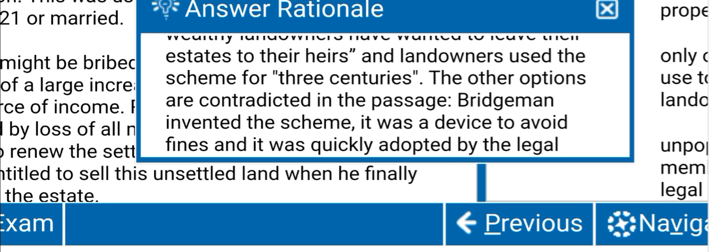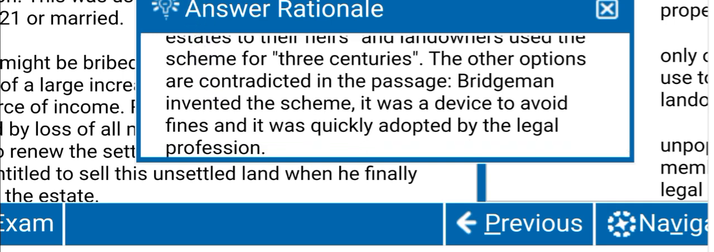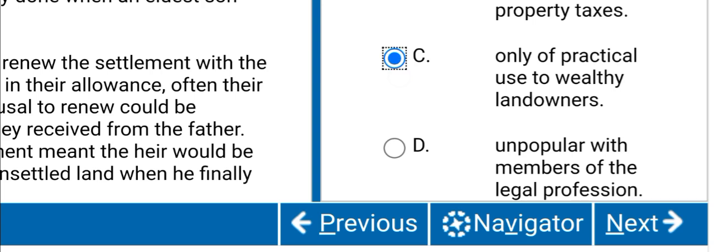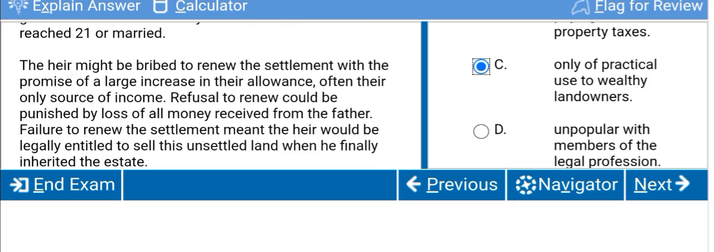Bridgeman invented the scheme. It was a device to avoid fines and it was quickly adopted by the legal profession. Okay, so here we have the correct response in option C, only of practical use to wealthy landowners. This one is the correct option.